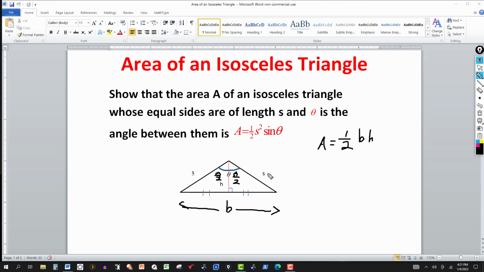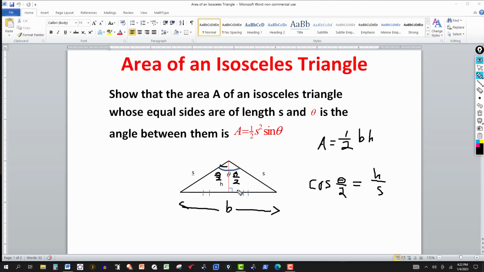So here's what I'm going to do. I'm going to look at this angle here. Oops, I went too far. I don't want theta, I want theta over 2. So I'm looking at this triangle here, and I'm going to say that cosine of theta over 2 is the adjacent side, which in this case is h, over the hypotenuse. So this is the same thing as h over s.